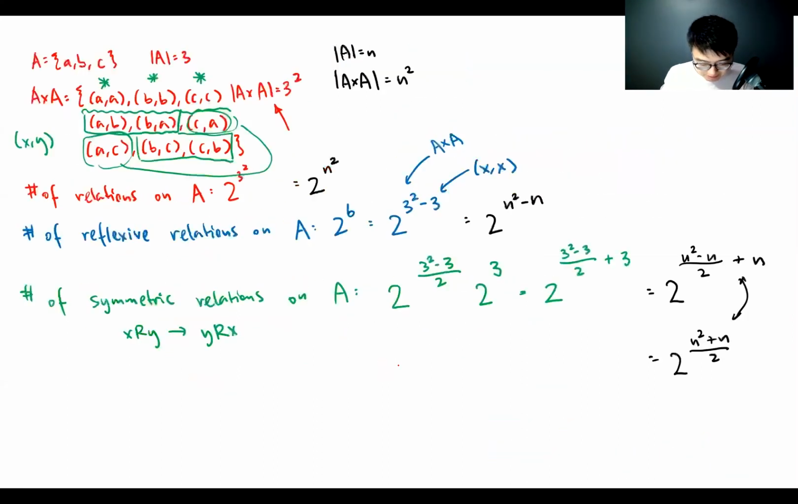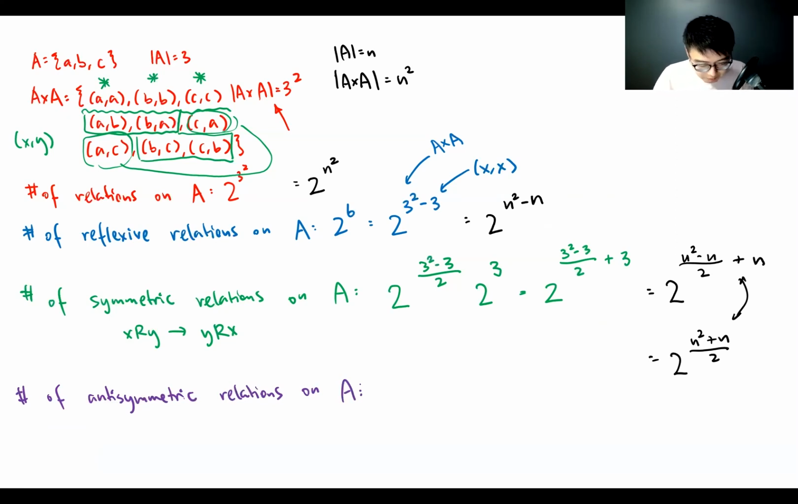So let's go all the way back to this one. Now let's talk about the number of antisymmetric relations. Let's use purple this time. I want to find the number of antisymmetric relations on A. Okay, now let's start with our example that we had before.